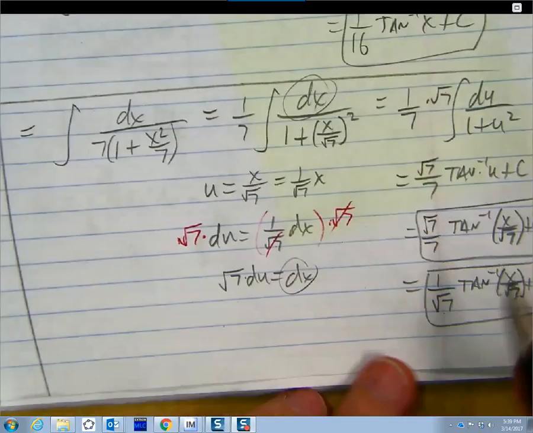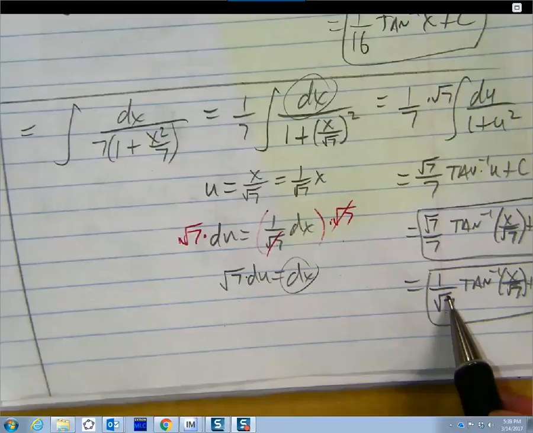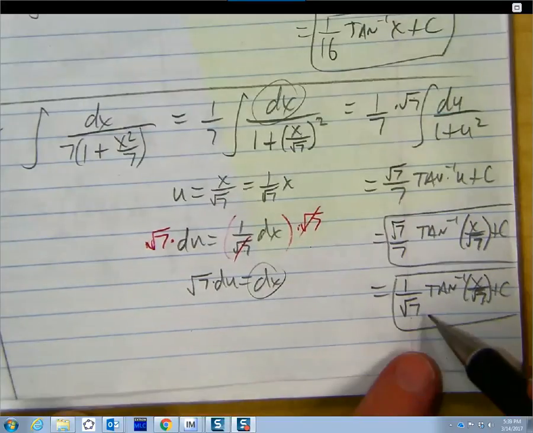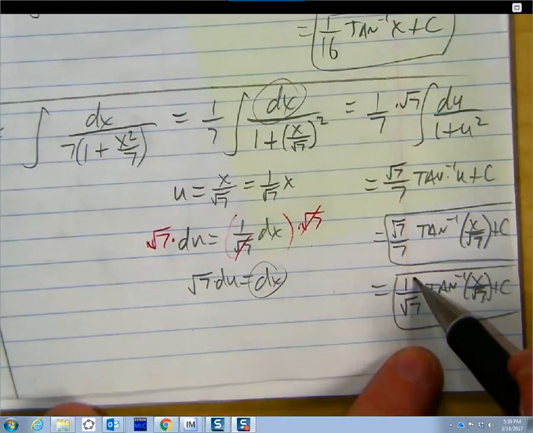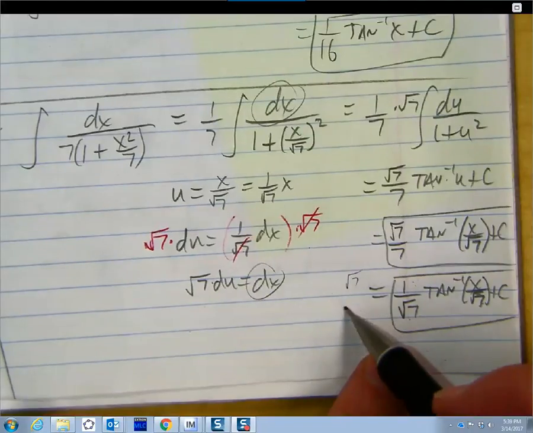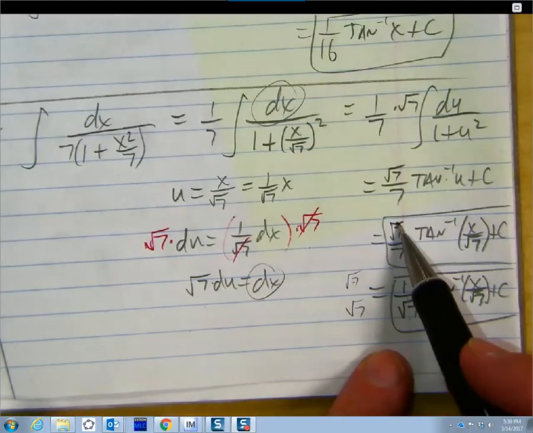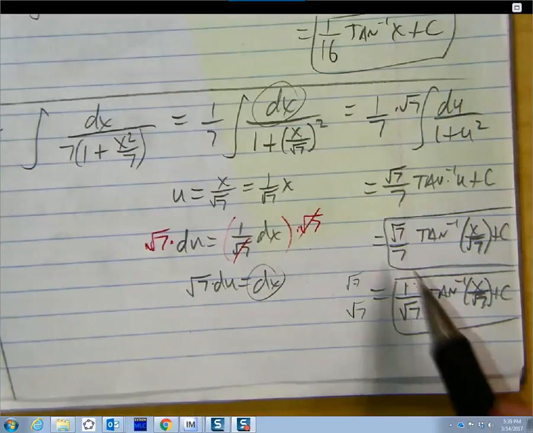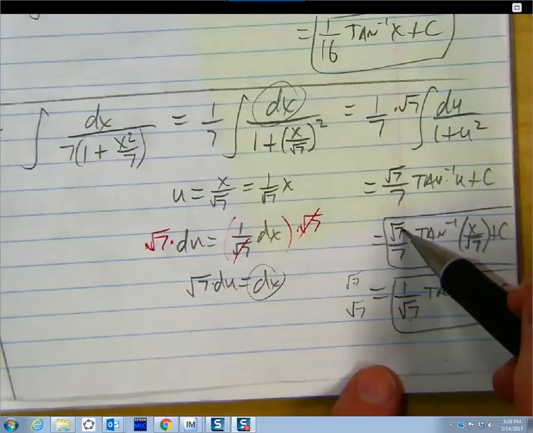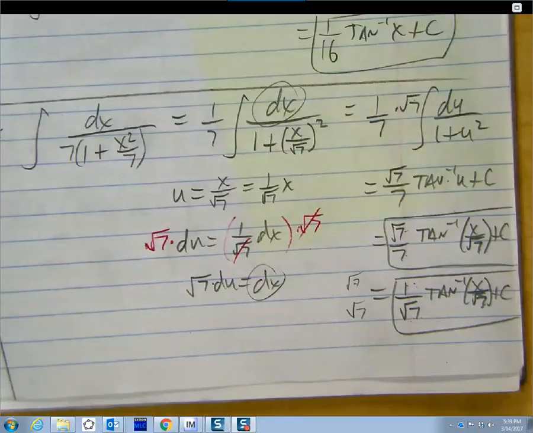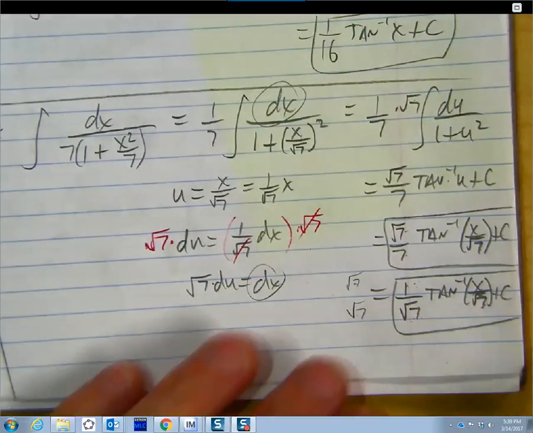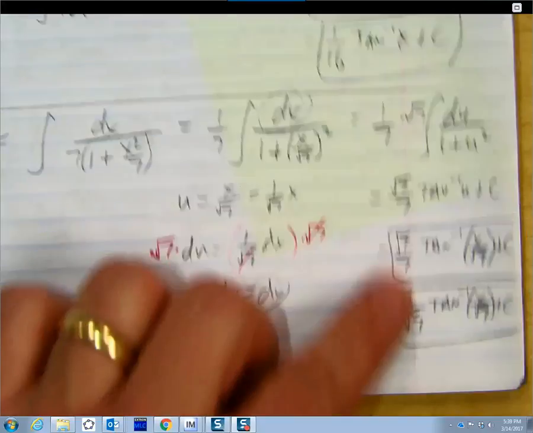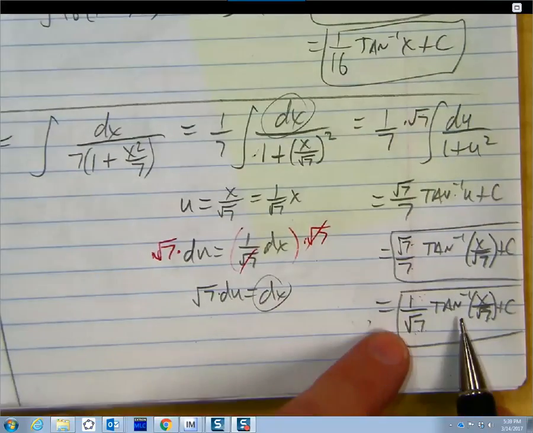Well, how about this? If you had this and somebody said don't leave a radical on the bottom, wouldn't you multiply top and bottom by rad 7? So picture this, rad 7. On the top you get a rad 7. On the bottom you get a 7. So you can see it right there. You can also just divide this by rad 7, divide this by rad 7, and that'll do the same thing. So we got a couple different forms of that answer. I'm kind of digging this one right here. I like that style a little bit better.